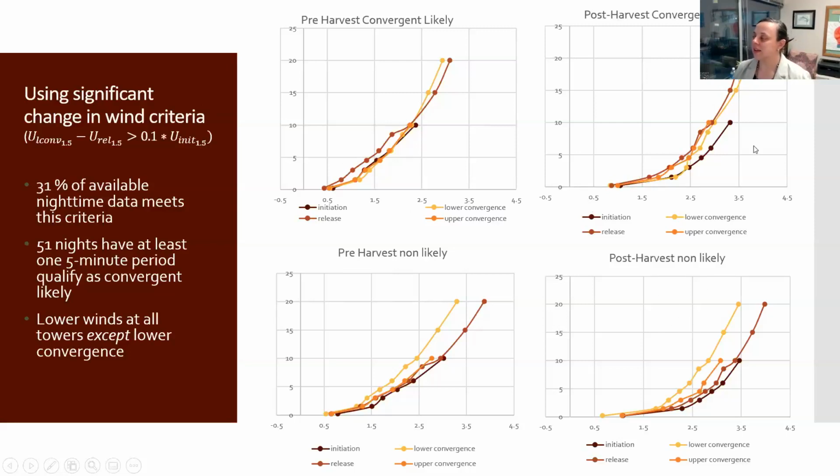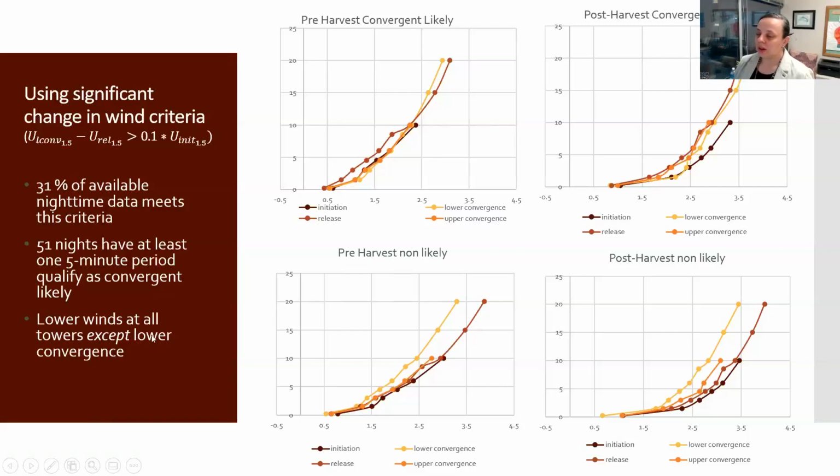And we also see a slight difference in the shape of these profiles pre-harvest and post-harvest. Overall, about 31% of the available nighttime data meets this particular cutoff criteria. And of the whole data set, we have 72 nights with data. 51 of them have at least one 5-minute period that would qualify as convergent likely.